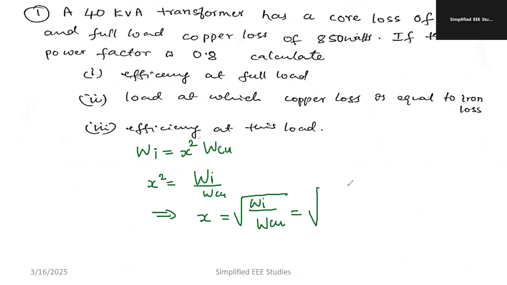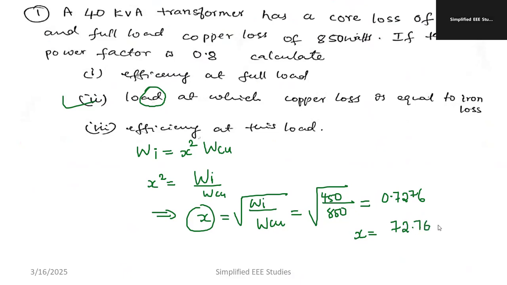I request everybody to substitute. I'm talking about the second answer. The load I need to calculate, that means X, is equal to the square root of Wi, which is 450 watts, divided by WCU, which is 850 watts. Simplify this, and you will get 0.7276. That means X is equal to 72.76 percentage. At this load, you can expect the maximum efficiency for this given transformer. That is a specialty.